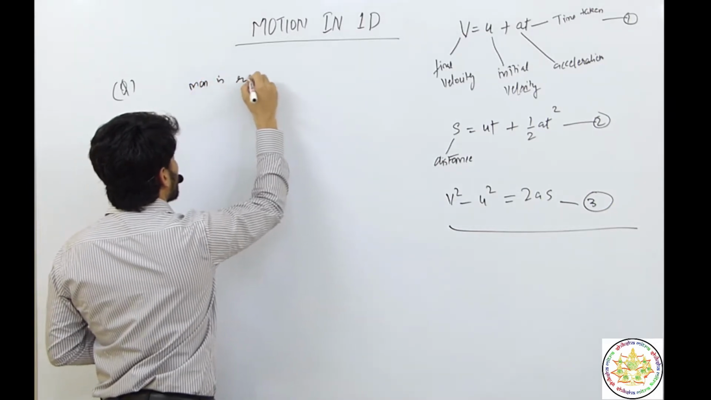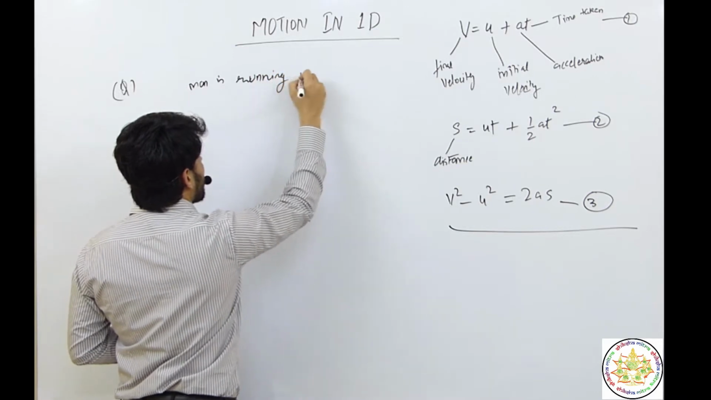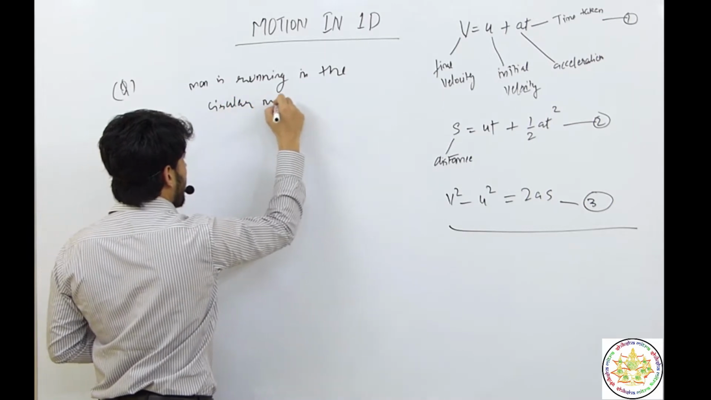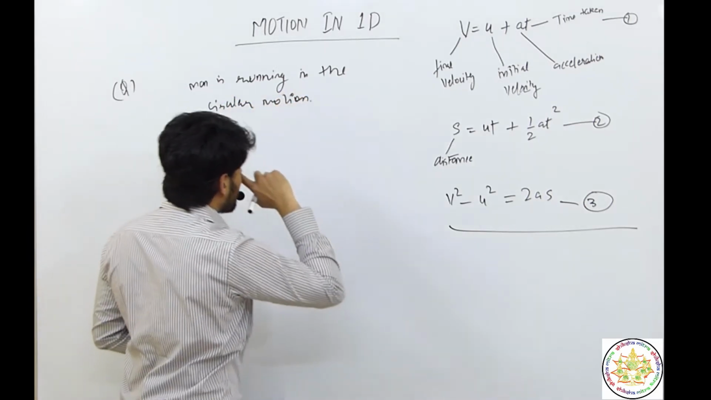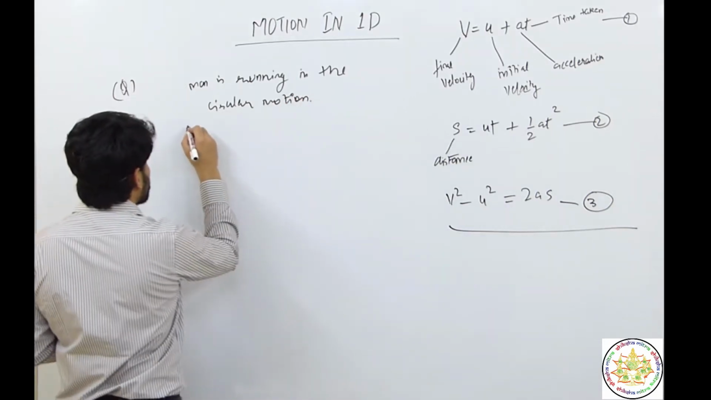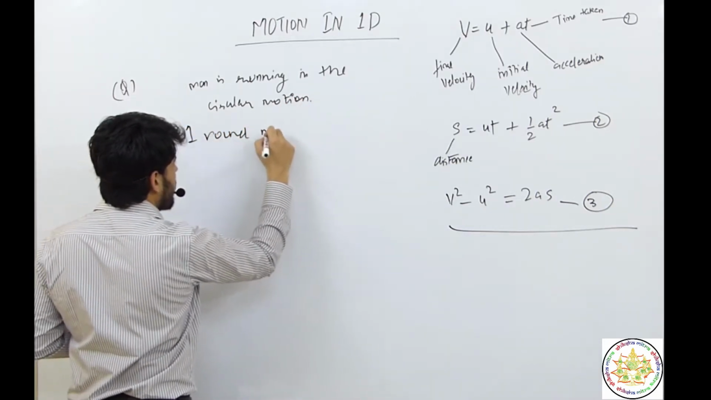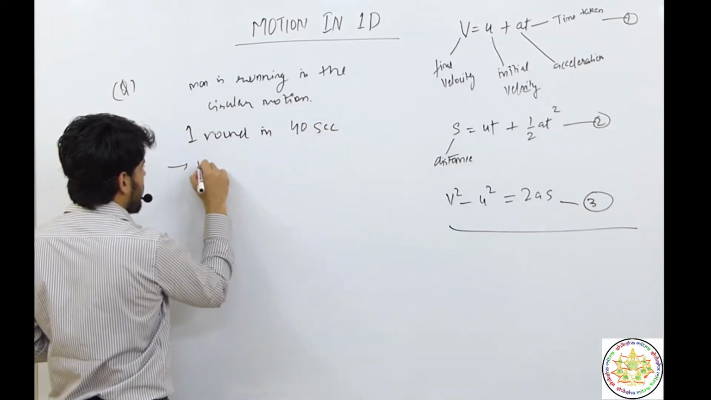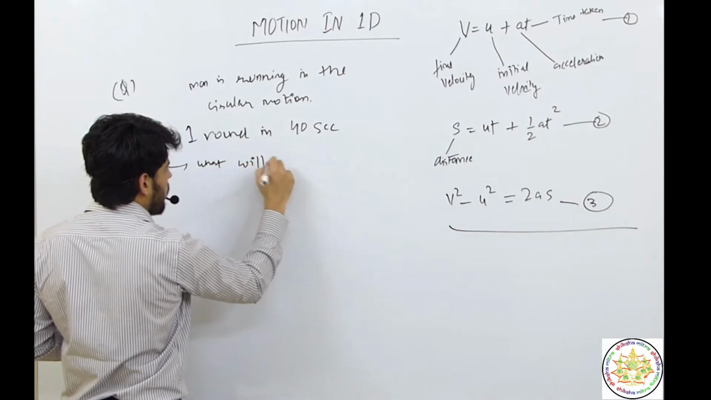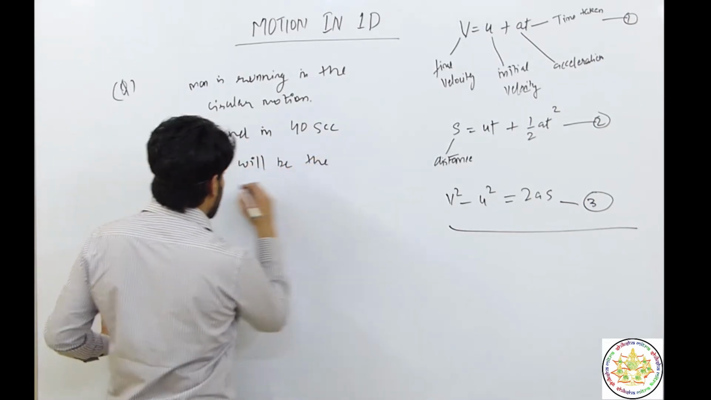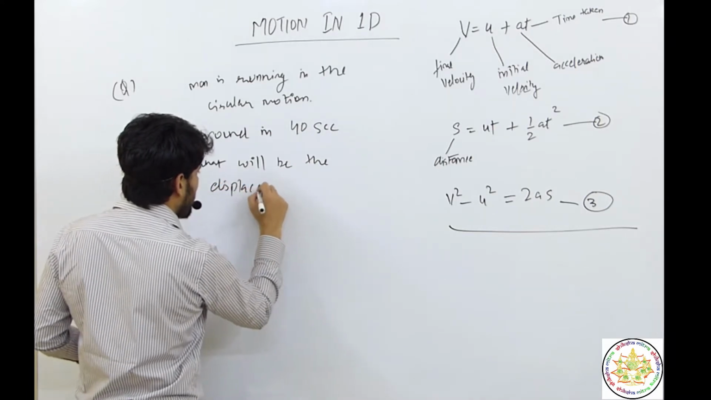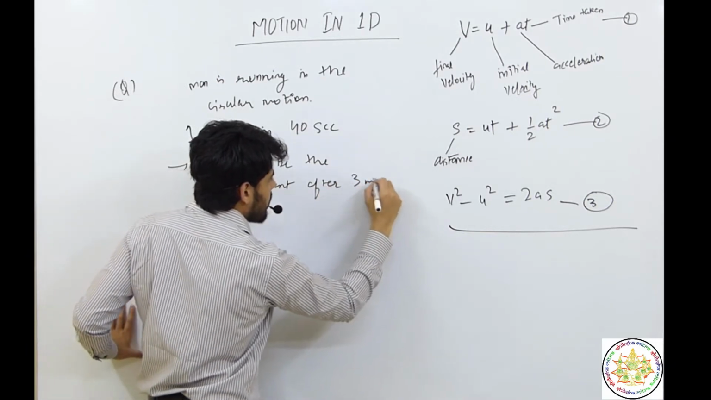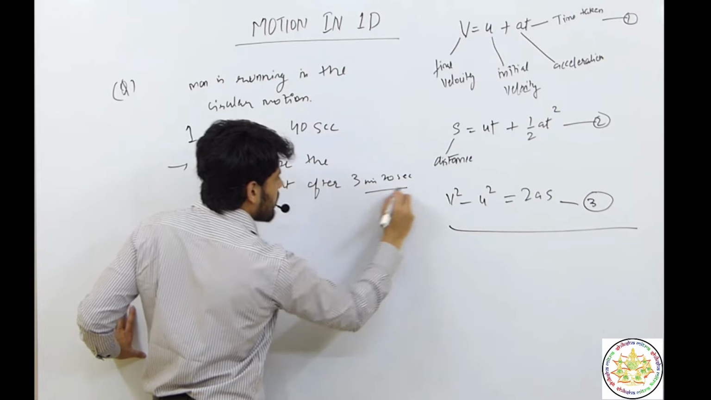A man is running in a circular motion. It completes one round in 40 seconds. The question is, what will be the displacement after 3 minutes 20 seconds?